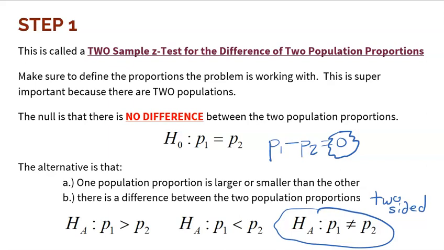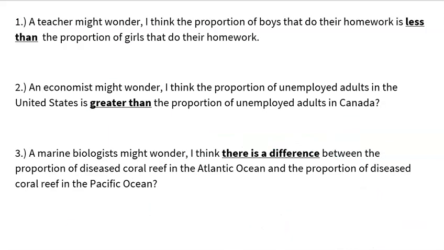But the idea is the null is saying, hey, there's no difference here. Whereas the alternative is our claim that we believe something else to be true. So let's look back at our 3 examples so we could practice writing these hypotheses.